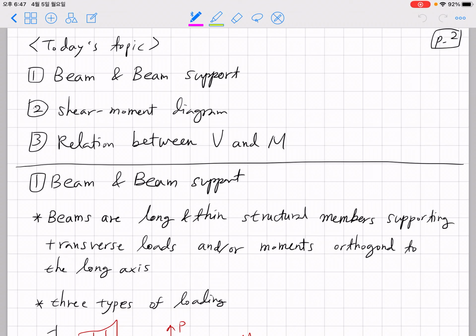So here are the three topics that we're gonna cover today. In the first topic, we'll discuss the definition of beam and beam support, for describing the bending of beam properly.